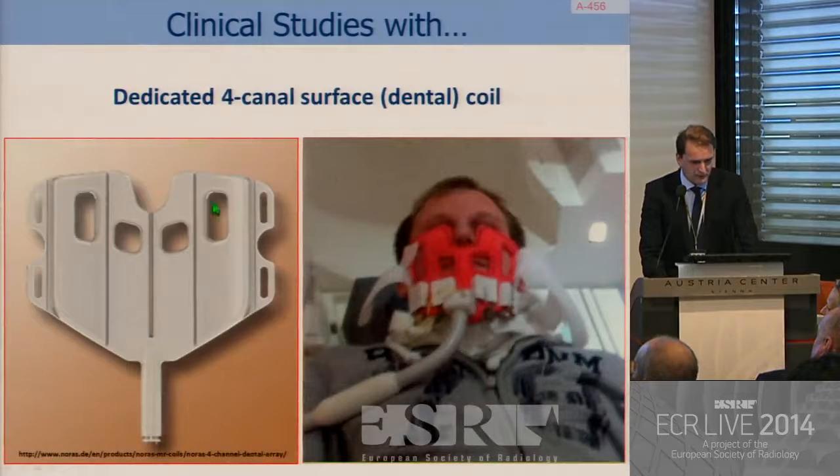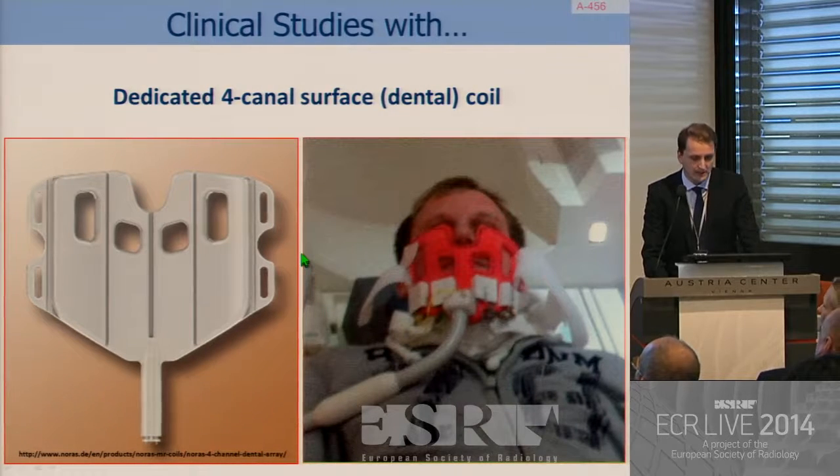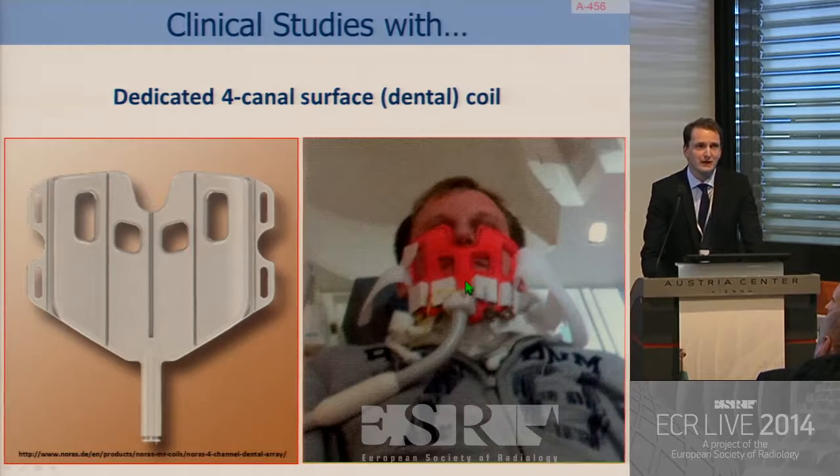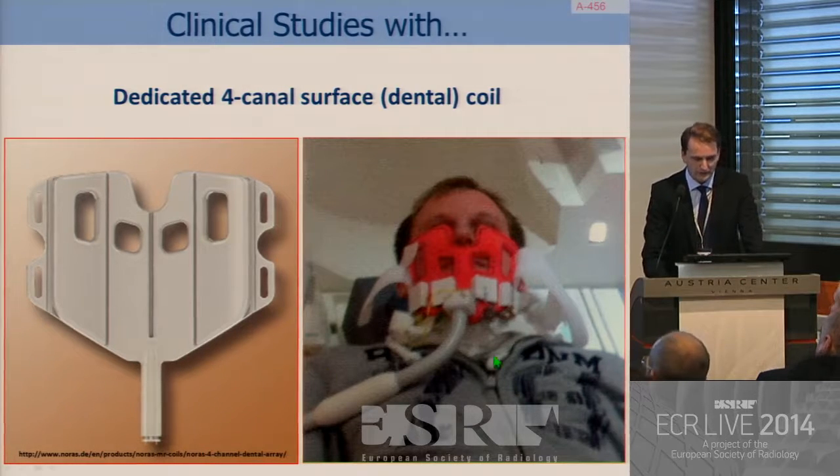Now we tried to improve our MRI setting with a dedicated 4-channel surface dental coil. This is not a military pilot, but this is the coil on the patient or the proband. And you can see this is not so easy to put onto the face. We had to do some experiments so that the patients can breathe easily and don't move so much. So it's not so easily done in MRI.